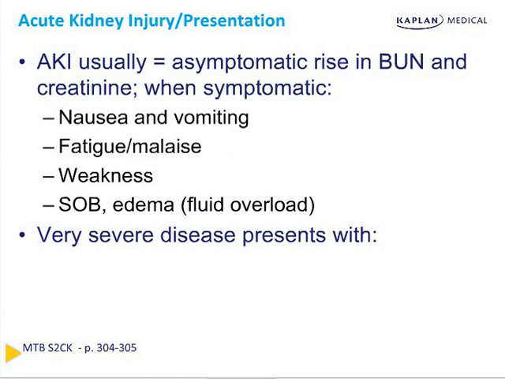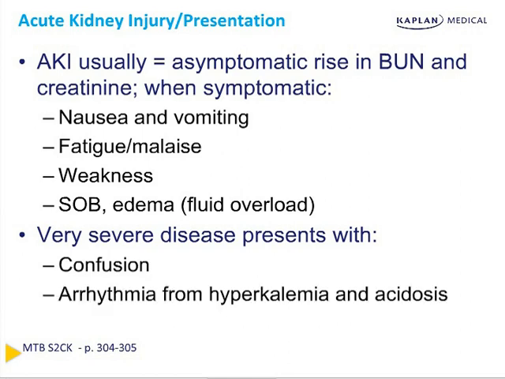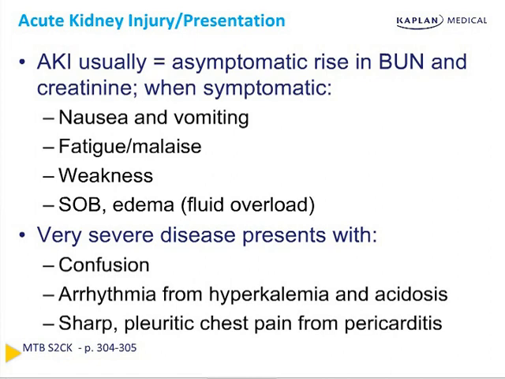If the AKI is very severe, your patient may present with confusion from the buildup of uremic toxins, arrhythmia from hyperkalemia and acidosis as a result of the kidney not functioning properly, and a sharp pleuritic chest pain that's worse with inspiration, characteristic of uremic pericarditis.